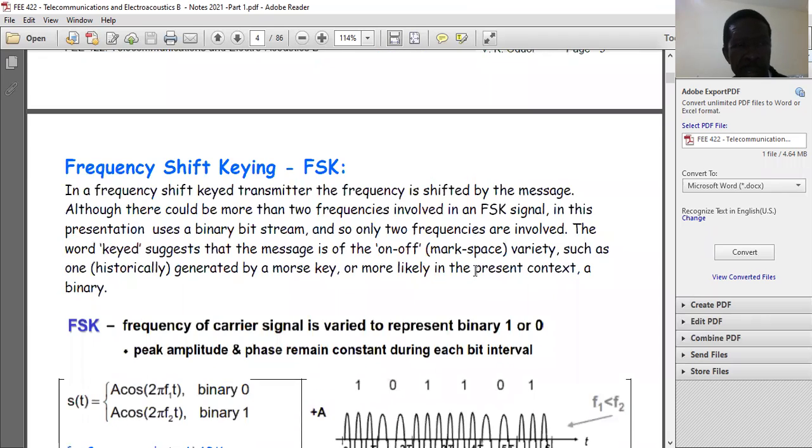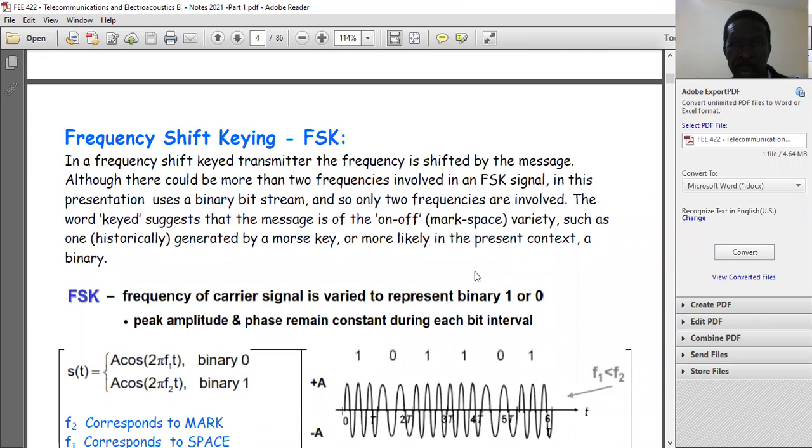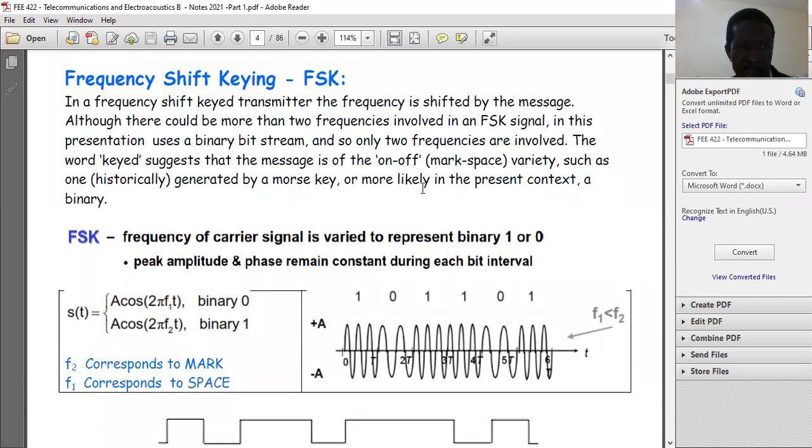Frequency shift keying. In frequency shift keying, the frequency is the one that is shifted by the message, and you could have more than two frequencies in principle, but we can understand the workings of frequency shift keying by considering two frequencies.